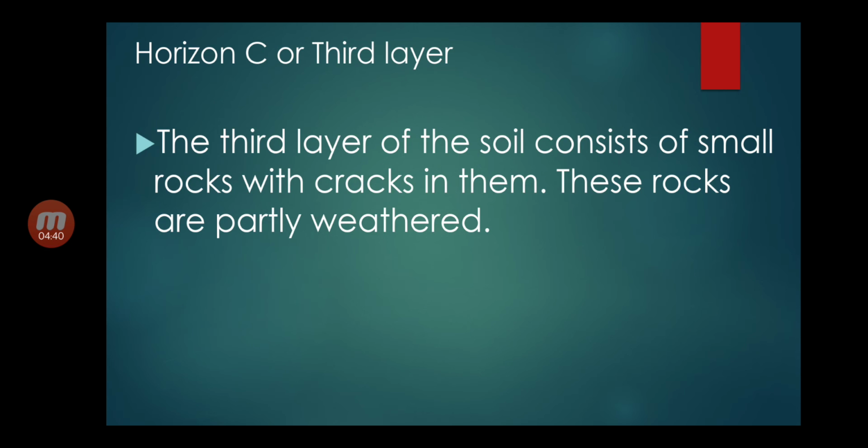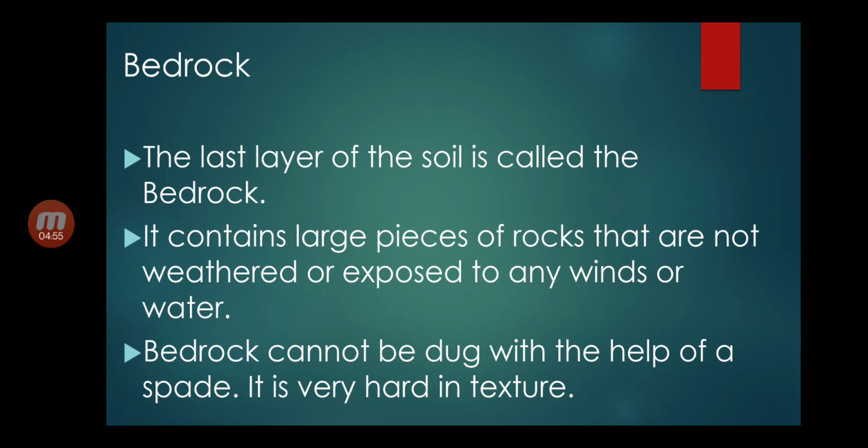Horizon C, or third layer. The third layer of the soil consists of small rocks with cracks in them. These rocks are partly weathered. Bedrock. The last layer of the soil is called the bedrock.